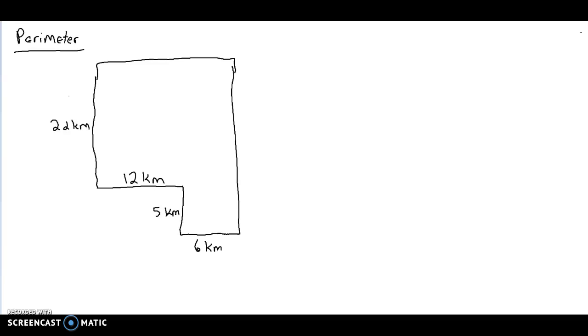Okay, so we're going to do an example of finding the perimeter of a figure where you're not given all the sides. Remember, perimeter is the distance around a certain object. Okay, so we need to find the distance around this particular object. And here's what we're given so far.